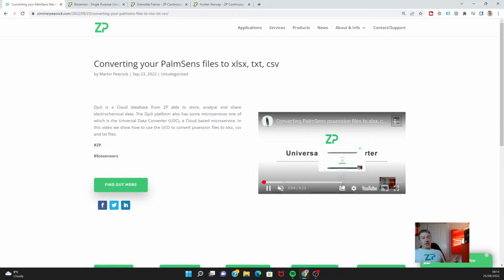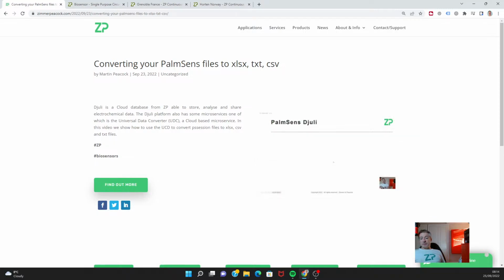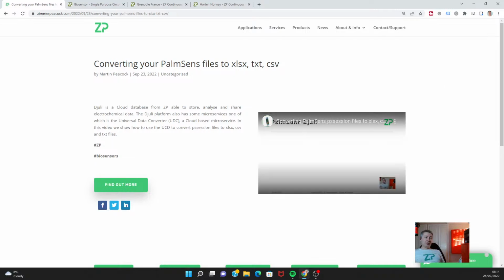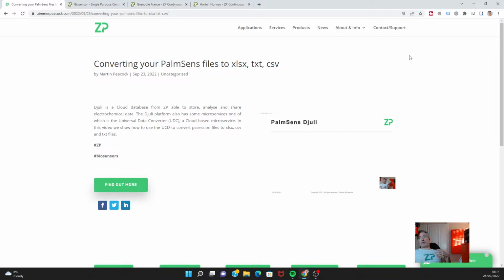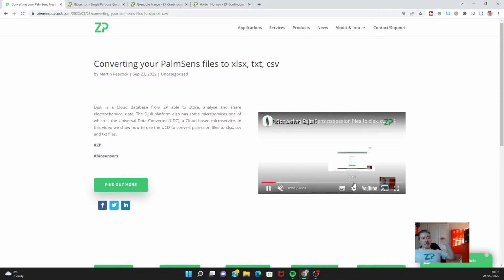I've mentioned Julie already, but I've also mentioned the UDC, the Universal Data Converter. So if you gather your data, whether it's on a PalmSense potentiostat or some other potentiostat, we can view the data up there. This is probably particularly relevant to RMET as well, because if you're developing an open source platform, as long as we give you some design rules, you can upload your data to Julie as well.